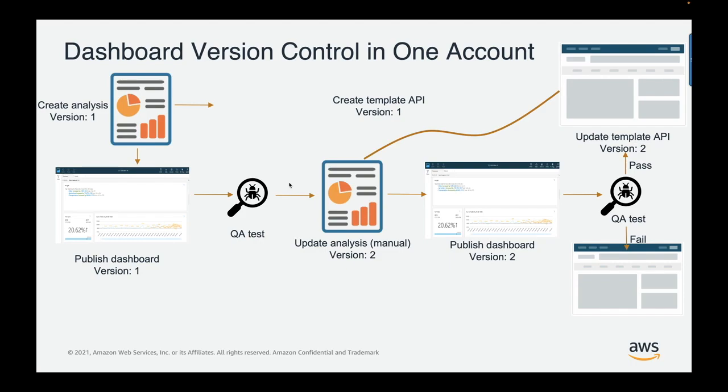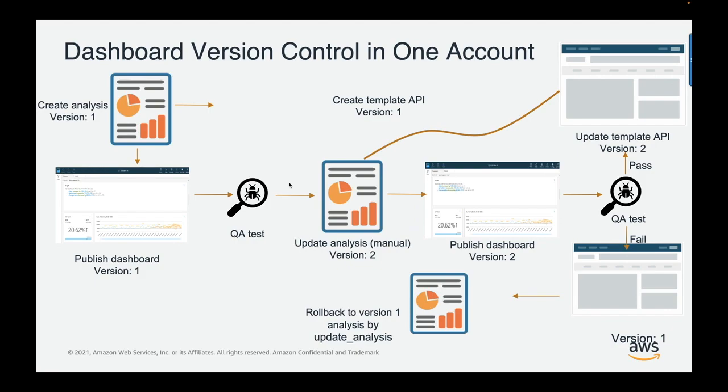However, if it fails, and there's no way for you to go back to the original version, because your developer already made too many manual changes on your analysis, you don't know which step triggered the issue. So how could you do? Luckily, because you have the version 1 template, right? You can roll back your analysis to version 1 by calling the update analysis API, getting the information from the metadata of your version 1 template. So you roll back your analysis to be version 1. And then you continue the manual update analysis steps again and again. So that's the workflow of the version control in one account.